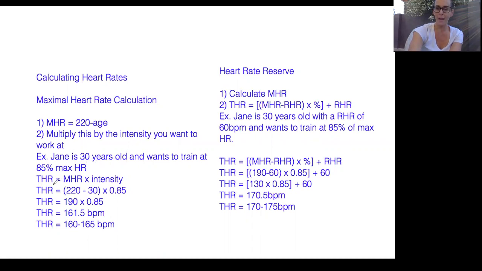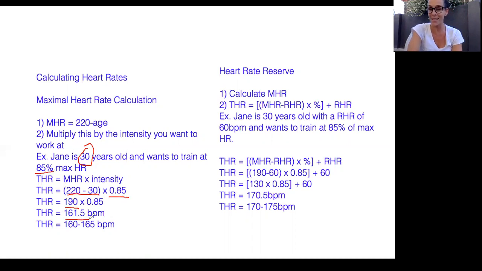So your target heart rate is equal to your maximal heart rate times the intensity. So we calculated the maximal heart rate at 220 minus your age. So Jane is 30. So then we go 220 minus 30, which equals 190. And we're multiplying that by 0.85 because she wants to train at 85%. So 220 minus her age of 30 times 0.85. So target heart rate is going to be 190 times 0.85, which gives us a number of 161.5.